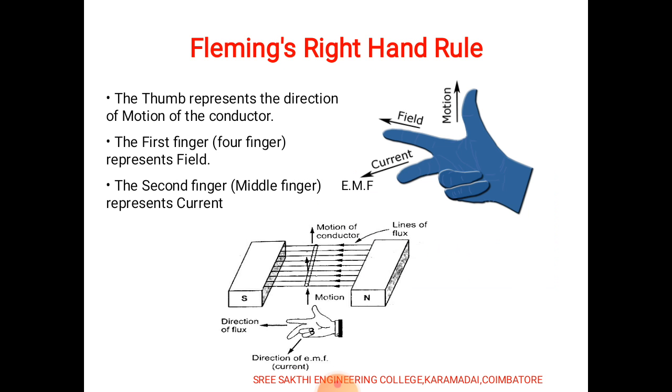Fleming's right hand rule. Fleming's right hand rule is used to find the direction of the current. Here, the thumb represents the direction of the motion of the conductor. The first finger or the forefinger represents the field. The middle finger represents the current. The direction of the current is identified by using Fleming's right hand rule.